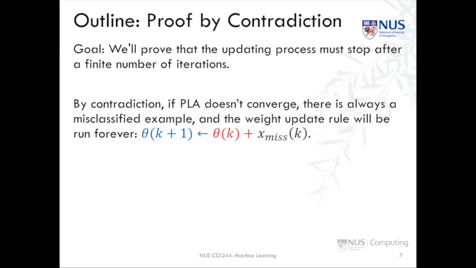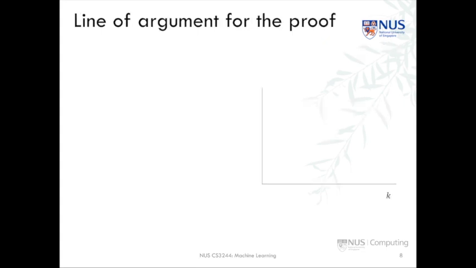So I said we're going to do this proof in several steps. We're going to be doing a proof by contradiction, which hopefully many of you are familiar with. We're going to show that the updating process has to stop after a finite number of iterations. If it doesn't converge, then basically we'll never stop doing the update rule. We're going to be applying this continuously ad infinitum, and we're going to show that that's not possible to do.